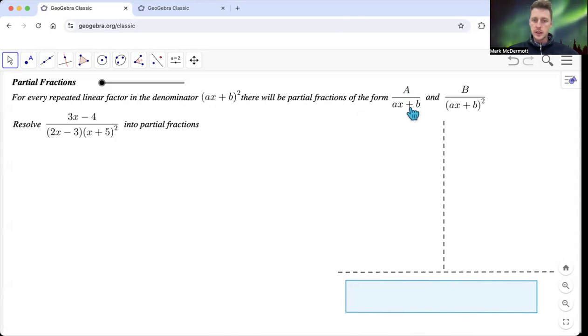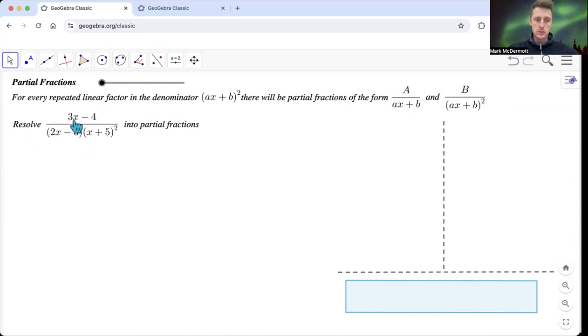of the form A on (ax + b) and B on (ax + b) all squared. So that this is all just for that repeated factor. And if there's any other linear factors there, they also get their own partial fraction. So I think, again, the best way to do it is with an example. This example turns out to be a lot harder than I thought it was, but nevertheless, we'll give it a go. And yeah, we'll see how we go.